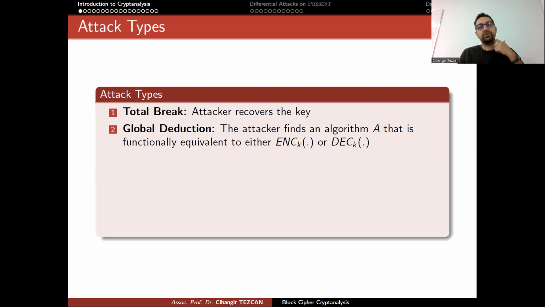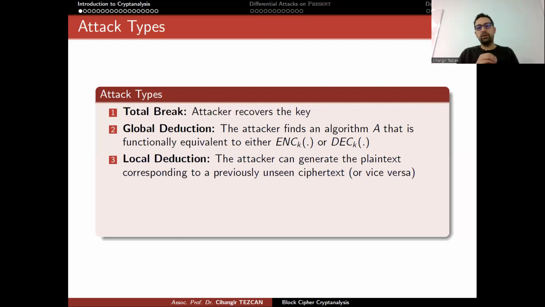But there are different ways to break a cipher, like global deduction. In this scenario, the attacker finds an algorithm A that is functionally equivalent to either encryption with the secret key K or decryption with the secret key K, but the attacker still doesn't know what K is. Okay. Local deduction is a somewhat smaller version of this. So the attacker still cannot capture the secret key, but the attacker can generate the plaintext corresponding to a previously unseen ciphertext or vice versa. Okay.